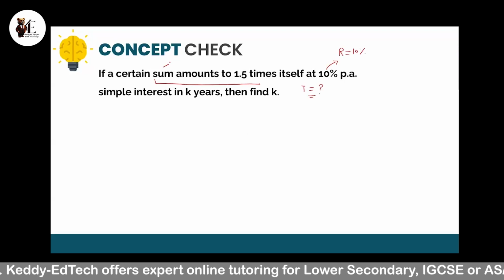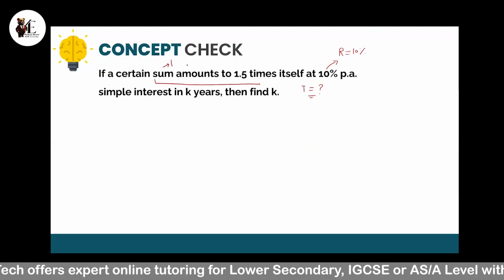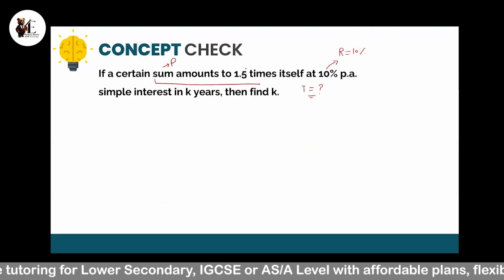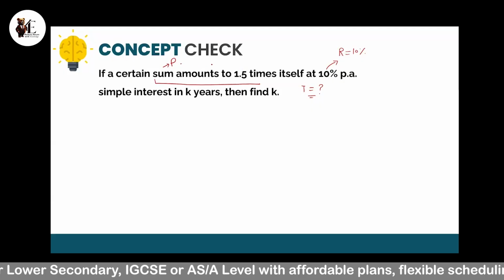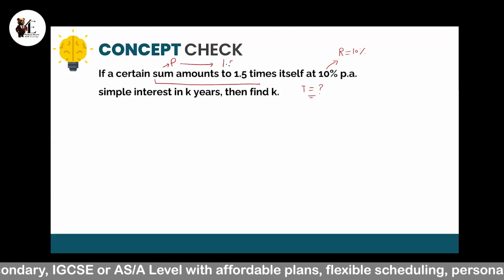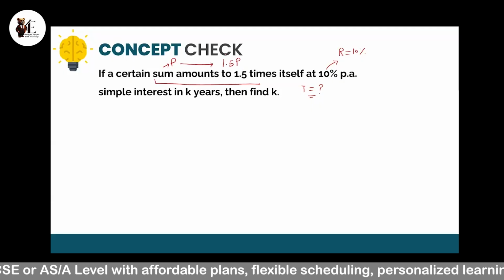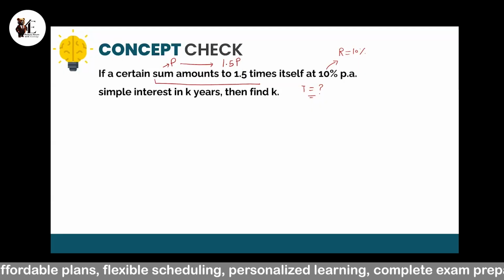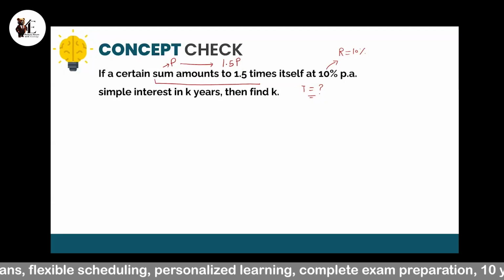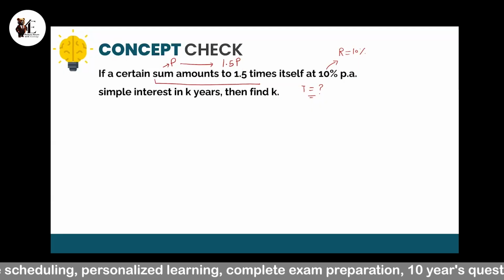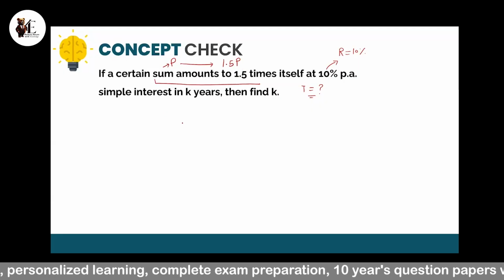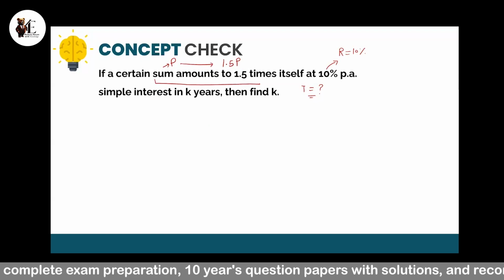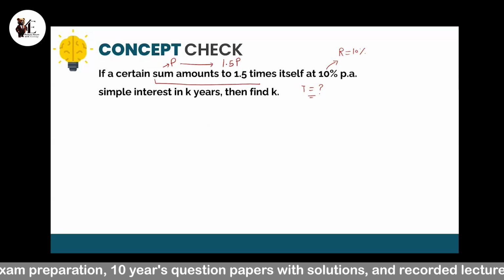Let's say we denote the sum, principal, by P, and it amounts to 1.5 times of itself. Means now this sum has become 1.5 times of itself, means 1.5 of principal. Means the interest was such for 2 years that the principal has become 1.5 times of itself. So now you have to find in how many years this principal has become 1.5 times of itself.